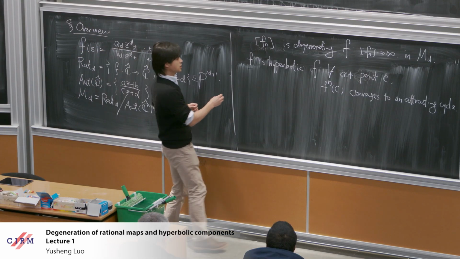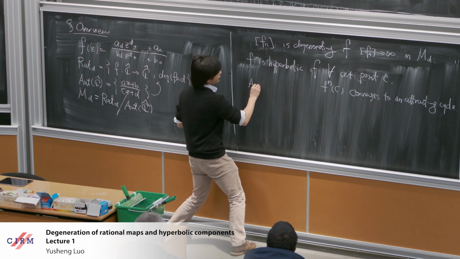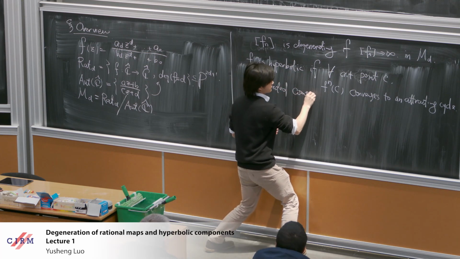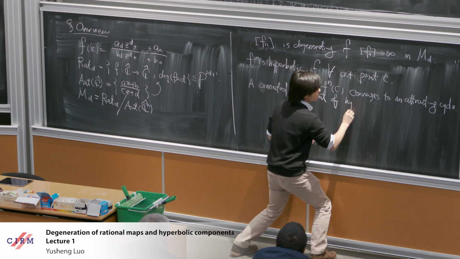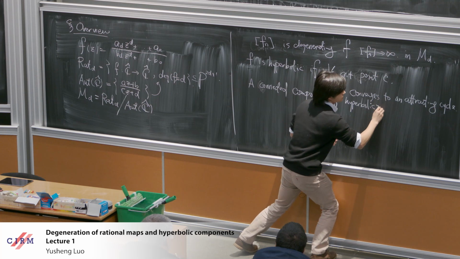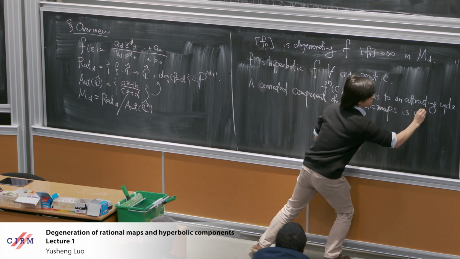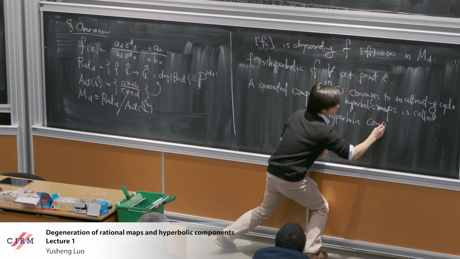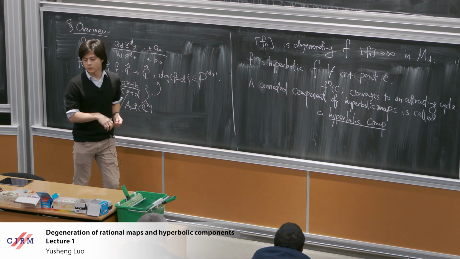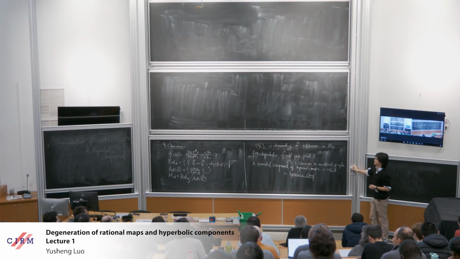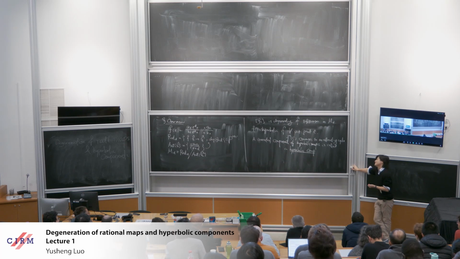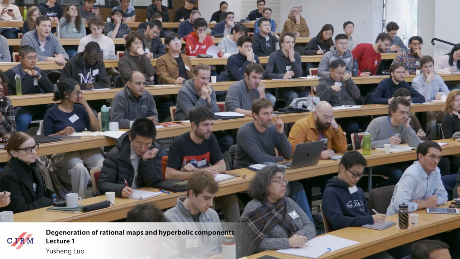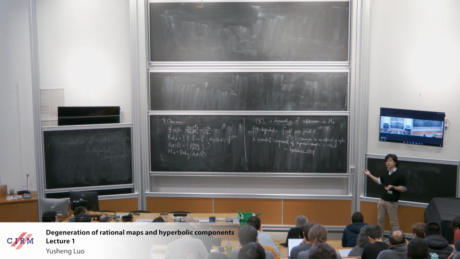All right, and the type of object that we are interested in is called the hyperbolic component. So a connected component of hyperbolic maps is called a hyperbolic component. All right, so let me give you some examples. In M_d, usually. But we can study these hyperbolic components in various algebraic subsets of Rat_d. For example, we can also consider the hyperbolic components when we only restrict ourselves to polynomials and things like that.